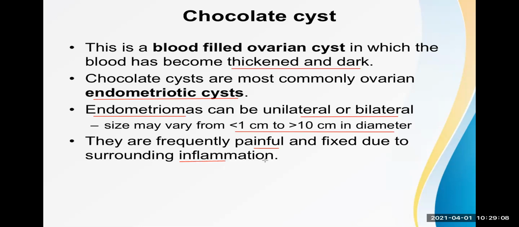So what happens there? For example, that area starts to bleed. Now this blood cannot escape anywhere, isn't it? It keeps on collecting there, and it leads to inflammation. It leads to adhesion of the surrounding structures, and it forms a bigger mass. It is quite a painful condition, and it is one of the causes of adnexal mass. And this adnexal mass can be palpated by bimanual examination and can be easily detected by ultrasound as well.